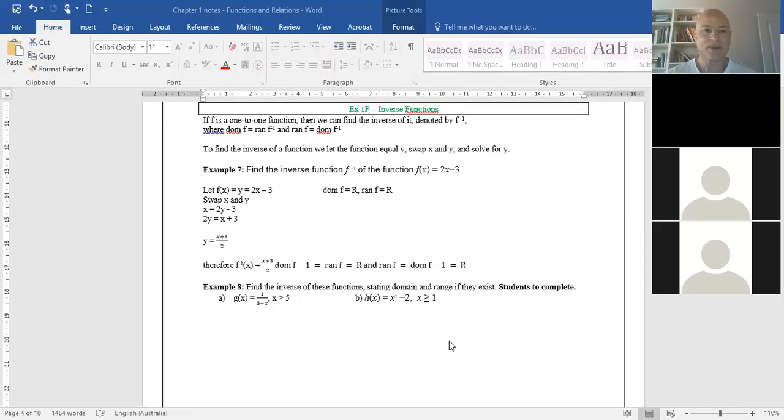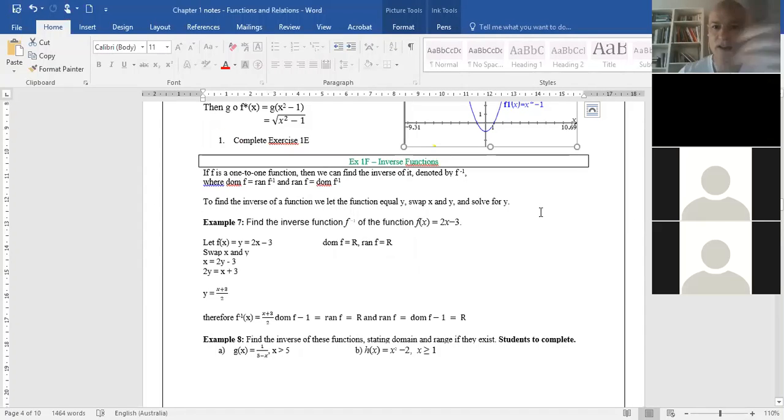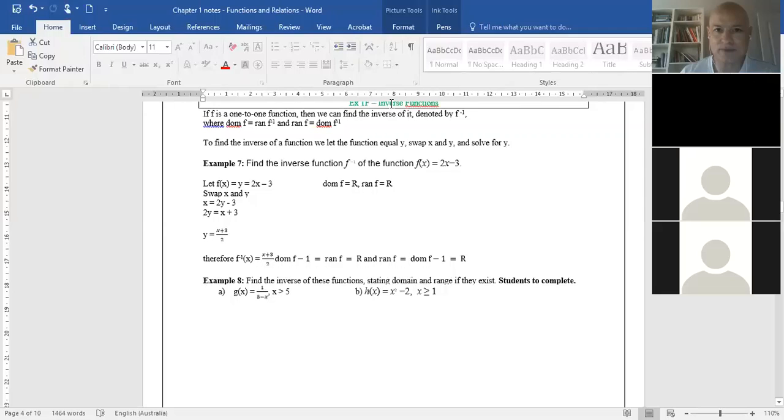It says if f is a one-to-one function, then we can find the inverse. Now remember what a one-to-one function is, and I'll quickly explain it over here. If we draw a graph very quickly, say a parabola, that is not one-to-one because I can cut the graph twice.